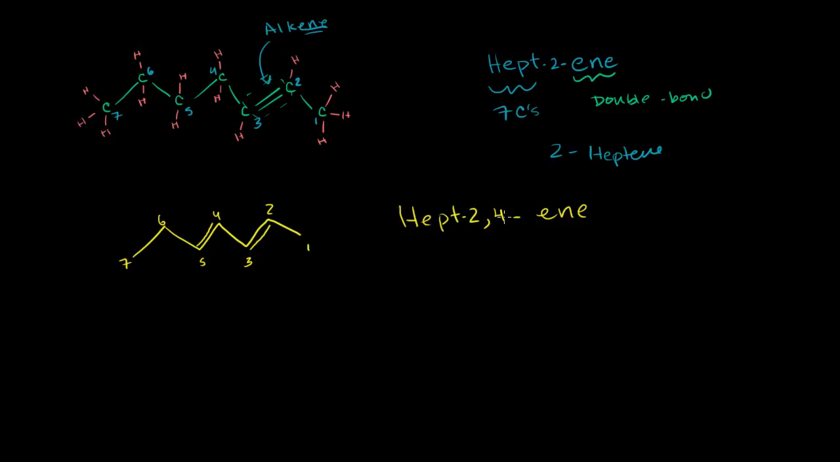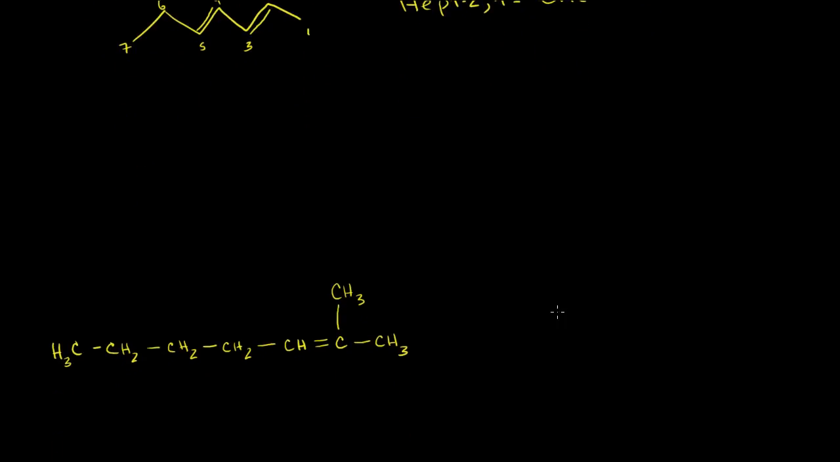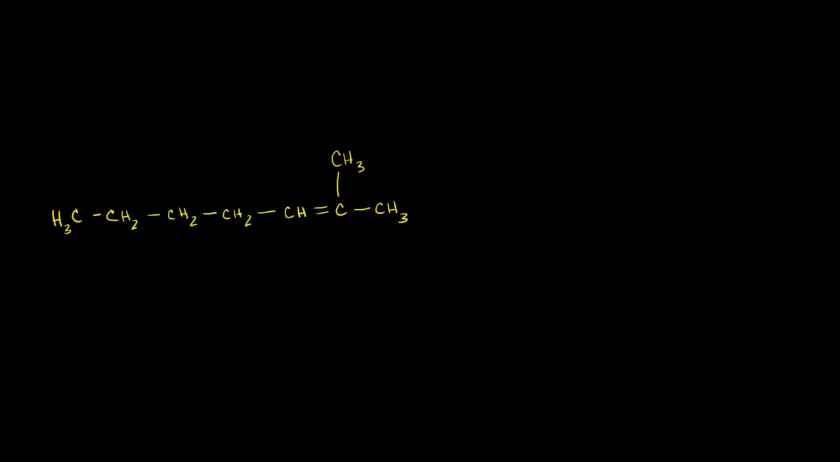It lets you know that the 2 and the 4 apply to the ene, which applies to double bonds. Let's do a couple more. So over here, I have a double bond, and I also have some side chains. Let's see if we can figure out how to deal with all of these things.